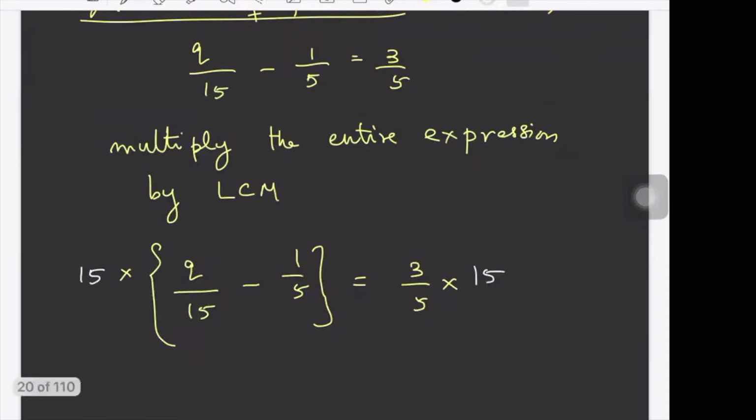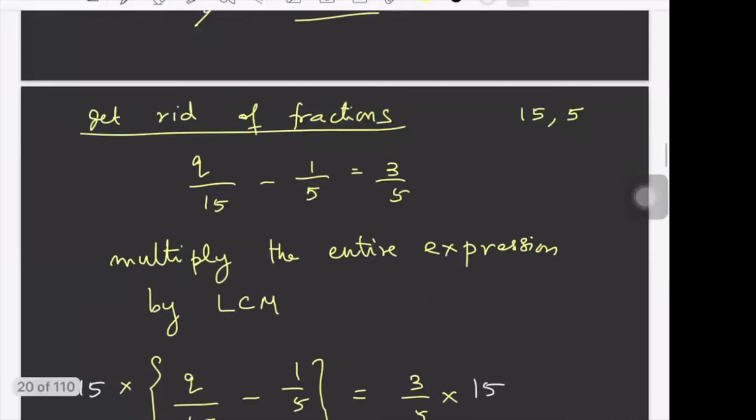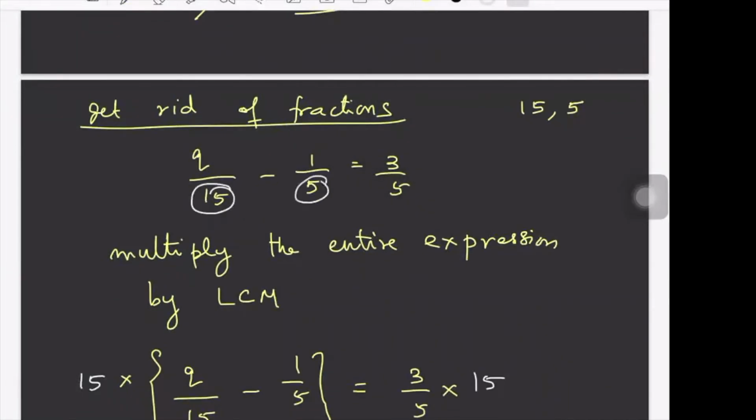See, you have to look at the denominators. The denominators are 15 and 5. Of course, there are two 5s appearing, but the distinct denominators we have are 15 and 5. Now we have to find the LCM, the least common multiple, of 15 and 5. Maybe you have learned it as the least common denominator, but the common usage is the least common multiple of two numbers.